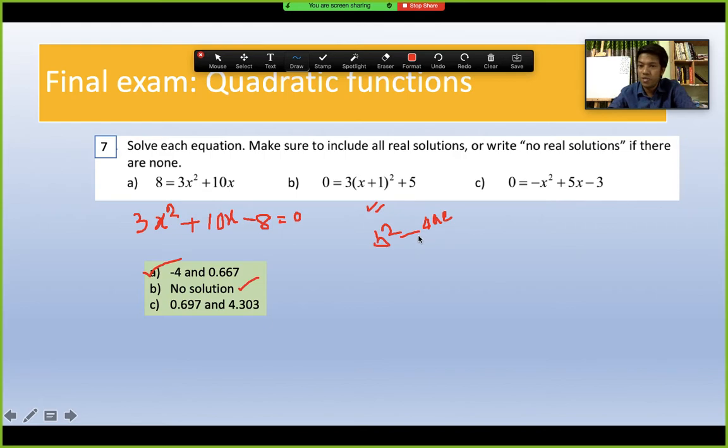B square minus 4ac is called the discriminant. Discriminant negative means there is no real solution for this question. Actually we should say all solutions are imaginary. There is no real solution because this b square minus 4ac becomes negative. That's why. And you cannot say, sir, so what is the value of a here?